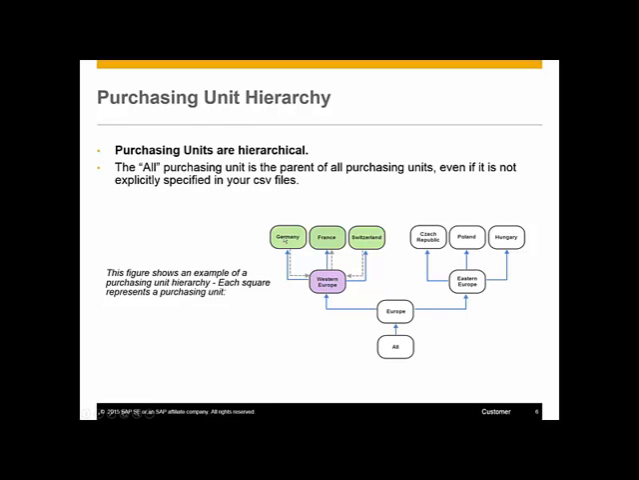So in Western Europe, we can break it down into a purchasing unit for Germany, another one for France, and another one for Switzerland. Likewise, on the eastern side, for example, we could have the Czech Republic, Poland, and Hungary. So this is an example of how a purchasing unit hierarchy could be set up based on a geographic region. And keep in mind that All, at the top level, is the parent of all the purchasing units underneath.